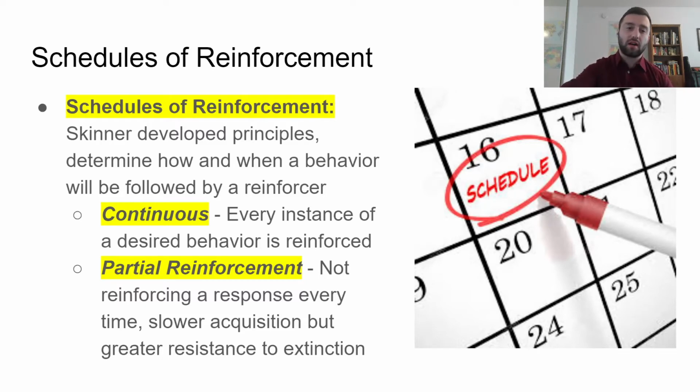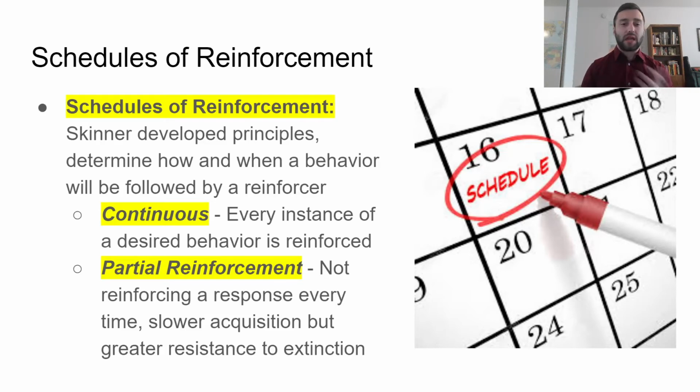Continuous is where every time a desired behavior happens, it's reinforced. So for example, if we think of the Skinner box and that mouse, continuous reinforcement would be every single time that mouse hits that lever, they're getting a piece of food. Lever, treat, lever, treat, over and over again. That's continuous. Partial is basically anything that's not continuous, so not reinforcing the response every time. Slower acquisition, but greater resistance. We'll talk about that in just a moment. Again, the only difference is it's anything where it's not every single time.